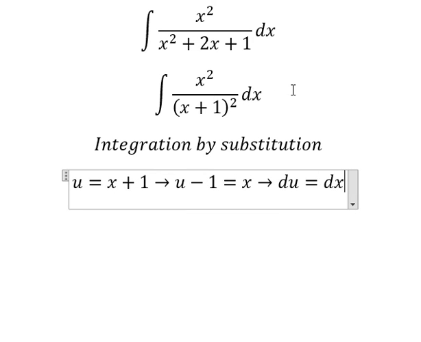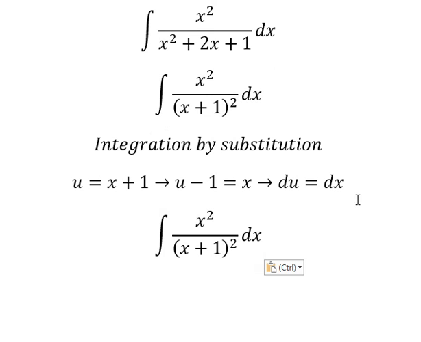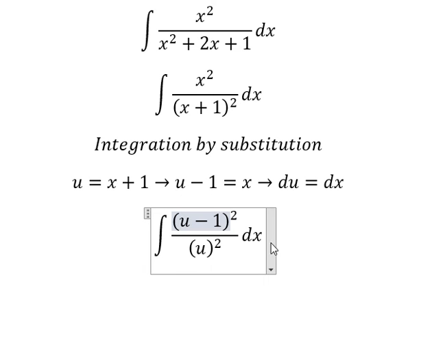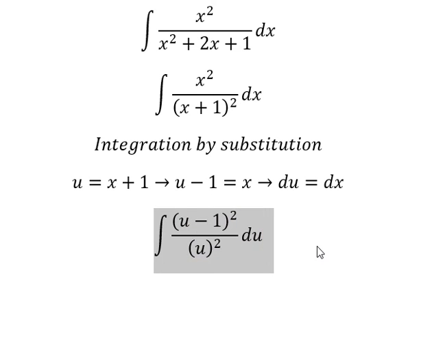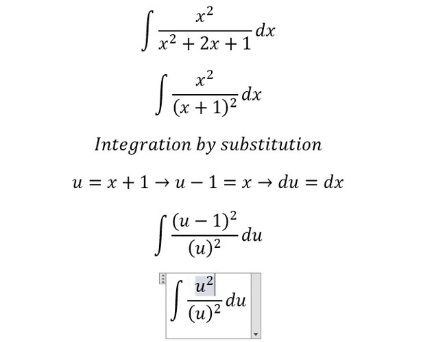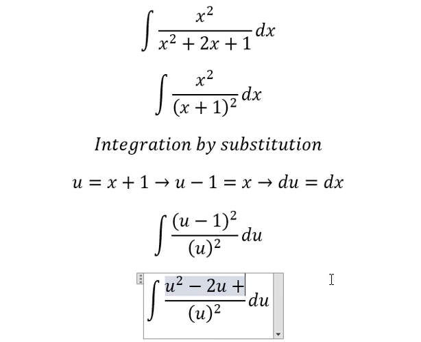equals ds. This one we change by u. s we change by u minus 1. ds we change by du. And now we need to expand this one, and you get u squared minus 2u plus 1.